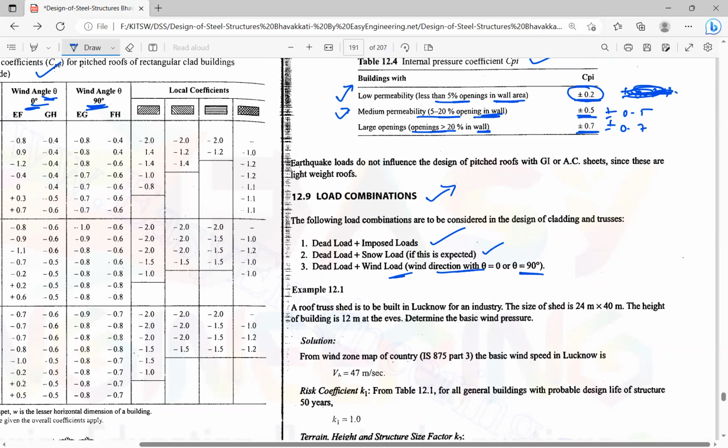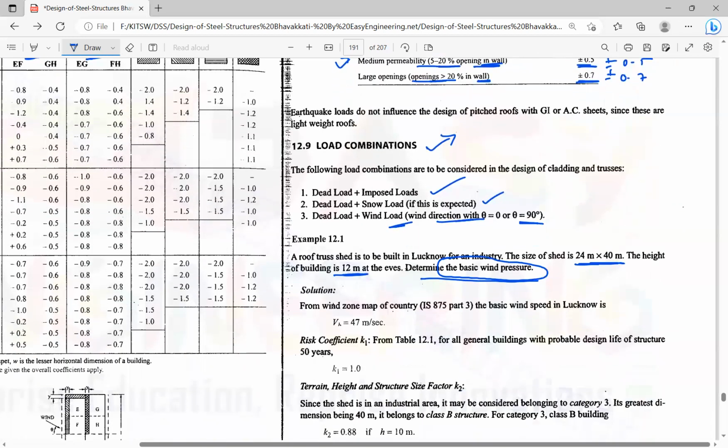So we'll see one problem. A roof truss shed is to be built in Lucknow for an industry. The size of the shed is 24 meter by 40 meter. The height of building is 12 meters at the eaves. Determine the basic wind pressure. We are only asked to calculate the basic wind pressure, not the wind pressure on the roof.